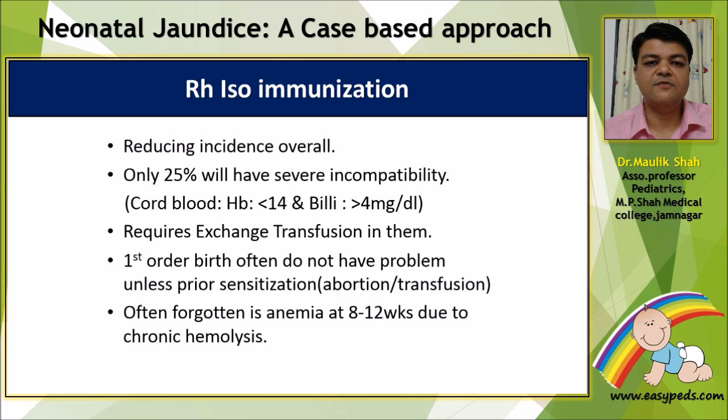Often the thing we forget in this Rh isoimmunization status is the anemia which occurs due to chronic hemolysis in these babies at 8 to 12 weeks of life.